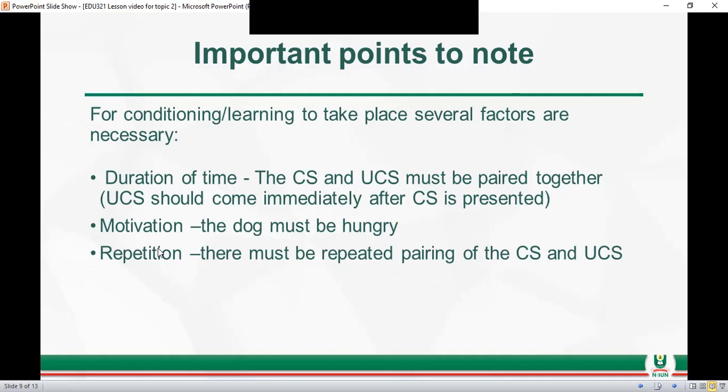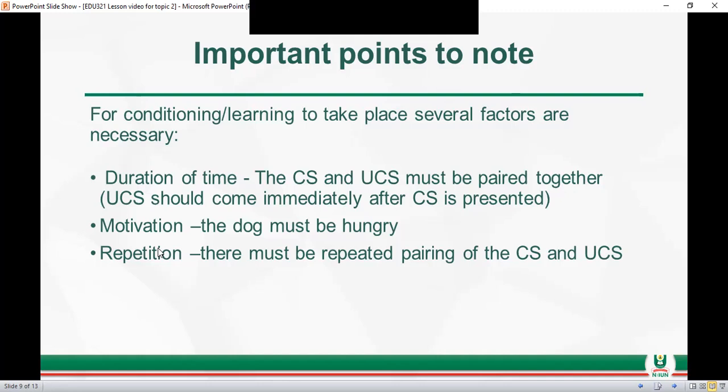The sound of the bell and the food must be paired together. You should not space them. There should be a temporal relationship between the bell and the food. The food should come immediately after the sound of the bell. That's when the effect of the classical conditioning will take effect. That's when the classical conditioning process will be achieved.